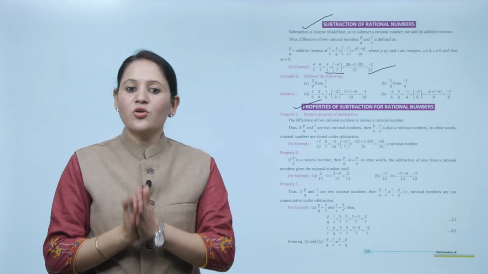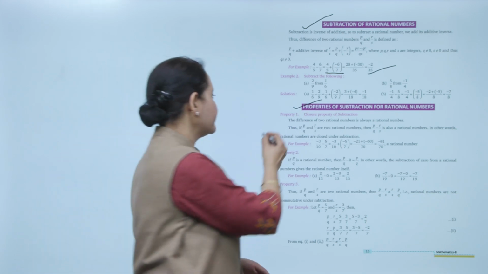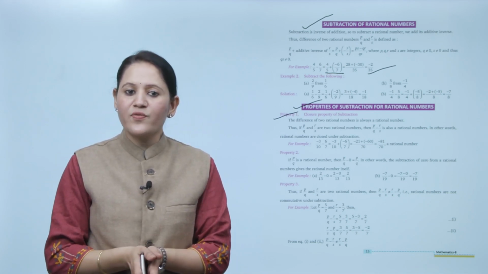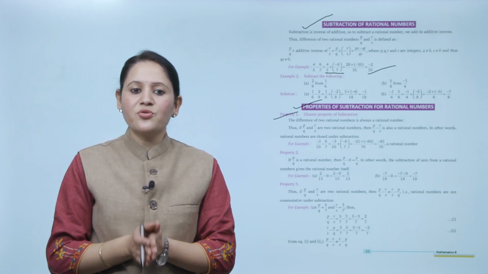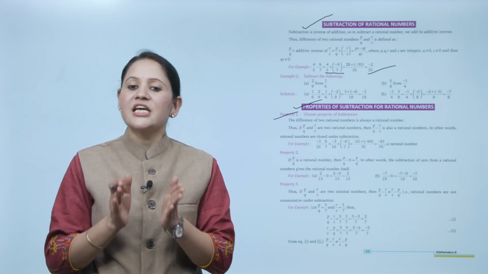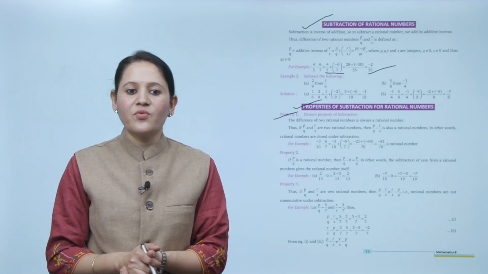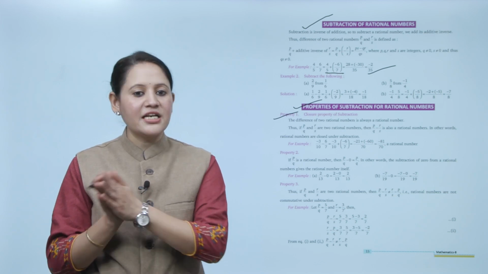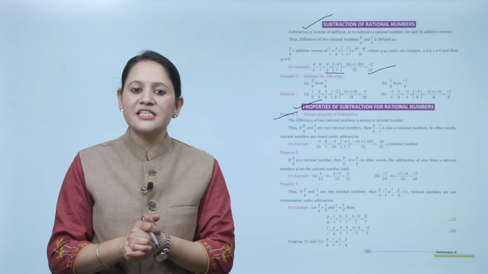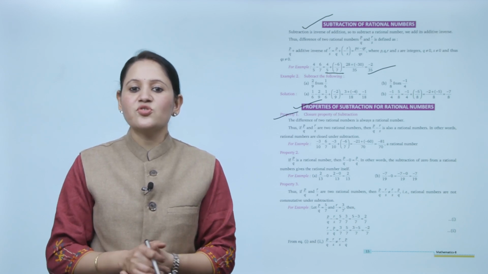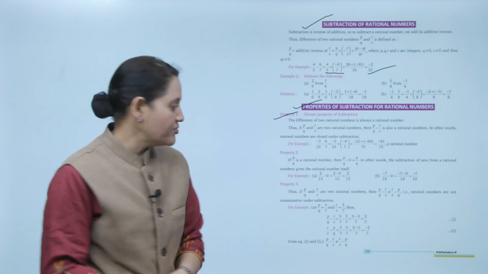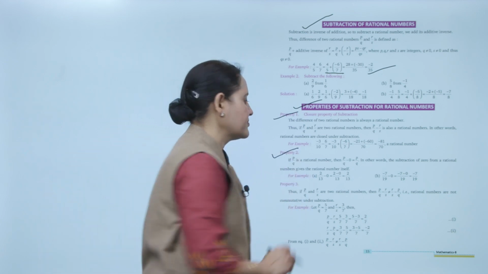First property, closure property of subtraction. The difference of two rational numbers is always a rational number. If P upon Q and R upon S are two rational numbers, then P upon Q minus R upon S is also a rational number. In other words, rational numbers are closed under subtraction. For example, minus 3 upon 10 minus 6 upon 7, that is equal to minus 81 upon 70, that is a rational number.